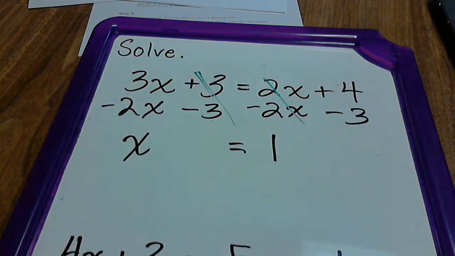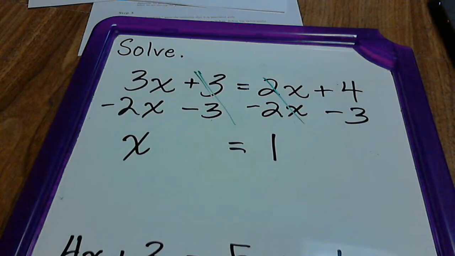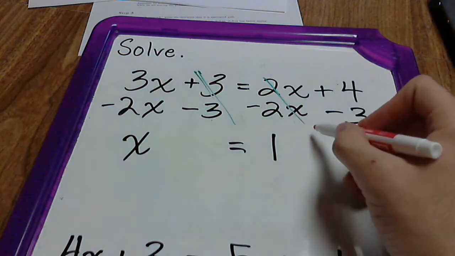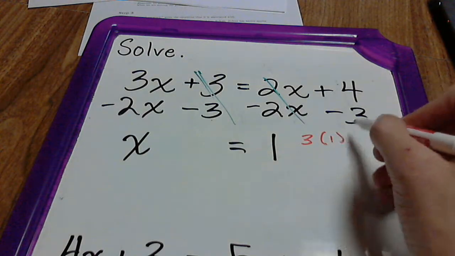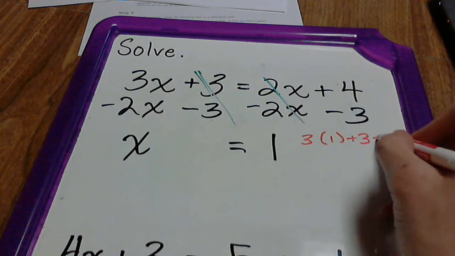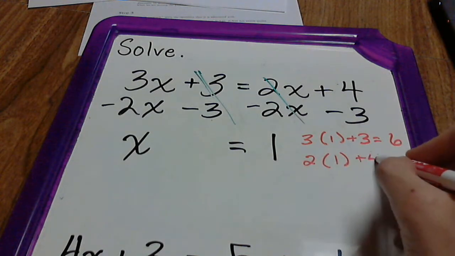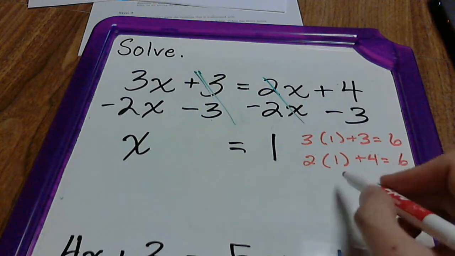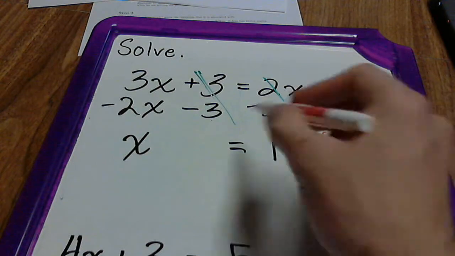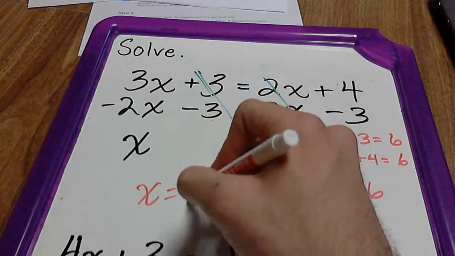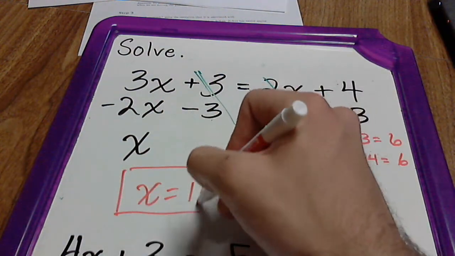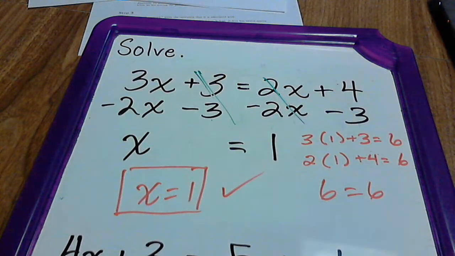So if I go back and check it now, I have 3 times 1, checking the first side, plus 3 equals 6, and I have 2 times 1 plus 4 equals 6 as well. So I get 6 equals 6. I know that x equals 1 is the answer I want, so it checks out.